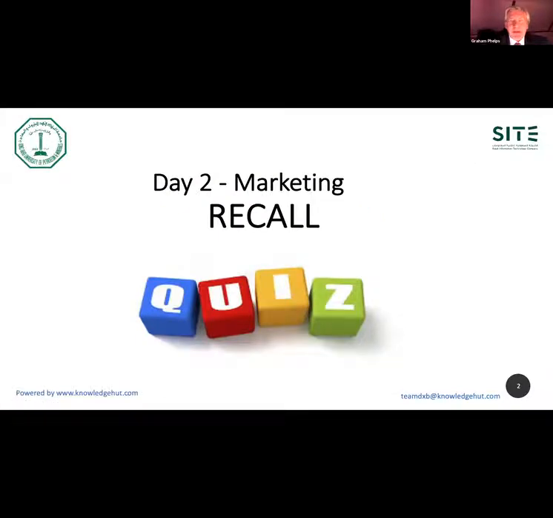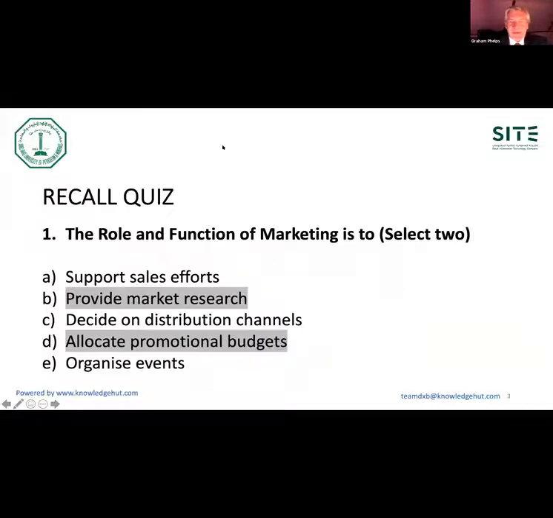But before we do that, let's think back to yesterday. We covered a lot of information to do with the principles of marketing. So let's just review the questions that I set for you at the end of the presentation, and let's see what the answers are. The first question is, what is the role and function of marketing within a business? Number one is provide market research. And number two is to allocate promotional budgets. Now, of course, the other two are true, but these are the main functions, I believe.